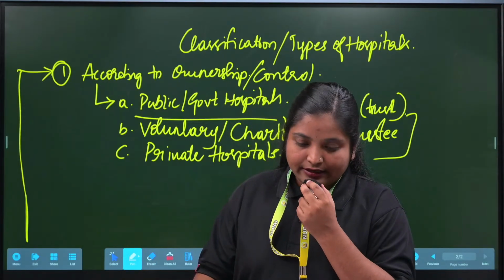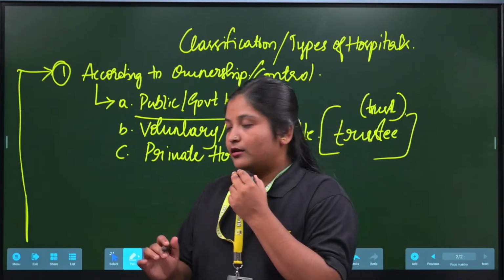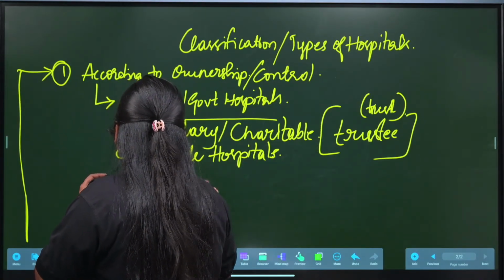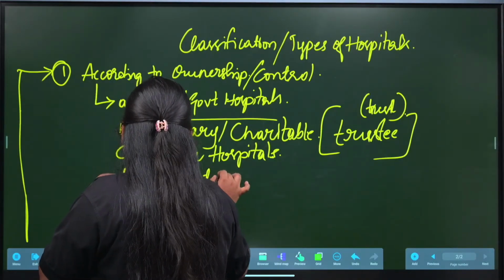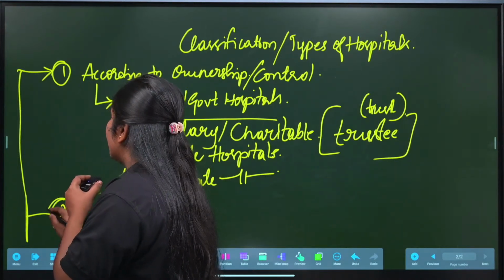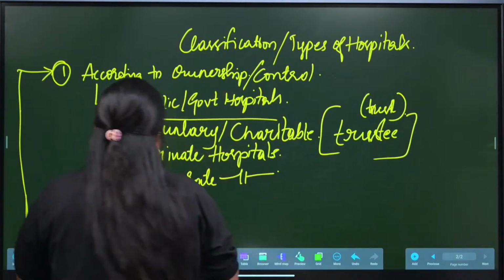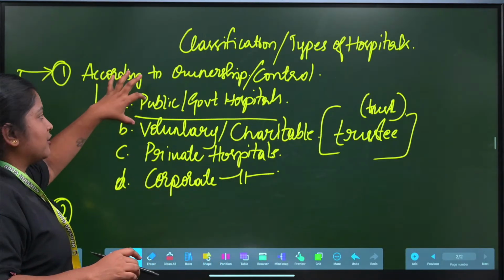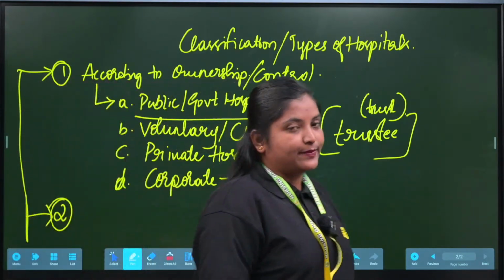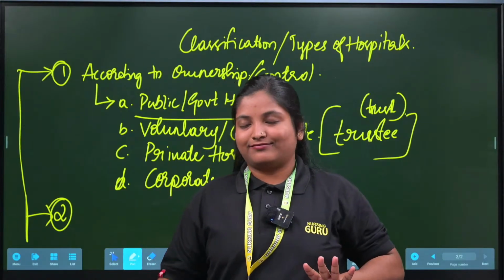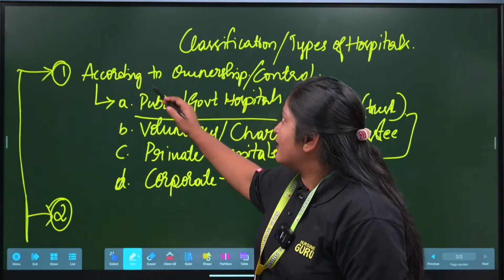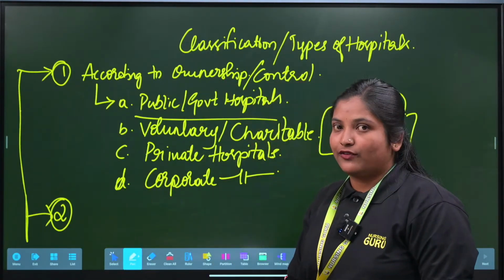We can move to the next one. According to the ownership, the first is public or government hospital. The second one is voluntary or charitable hospital, the third one is private hospital, and the fourth one is corporate hospitals. So these four come under ownership or control. The first classification is over.